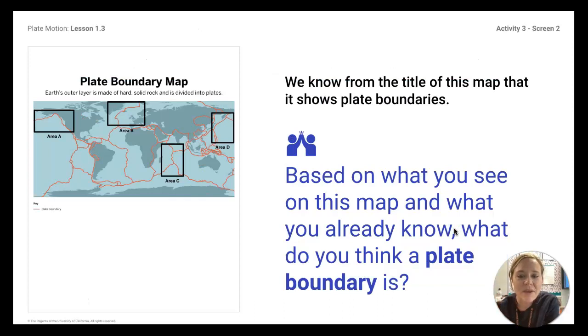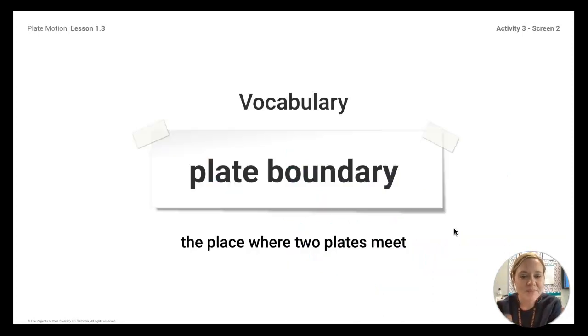And then you're going to think about what you know about this map, what do you know about plate boundaries, and how can they help you better understand that Earth's outer layer is made of hard, solid rock that's divided into different plates. Remember, a plate boundary is the place where two different plates meet, right? So we're talking about the place where those two pieces of hard, solid rock meet, and we are going to talk about what happens to them when they do meet, so the different kinds of ways that they can interact with each other.